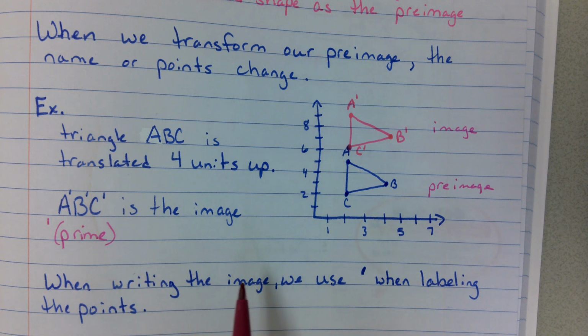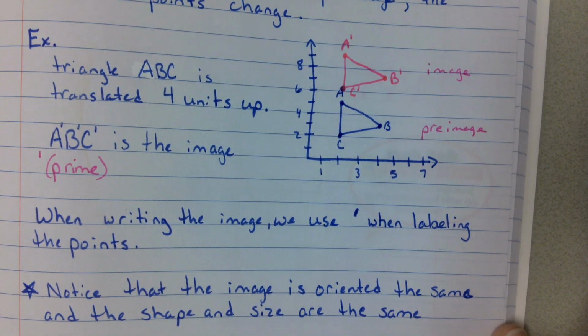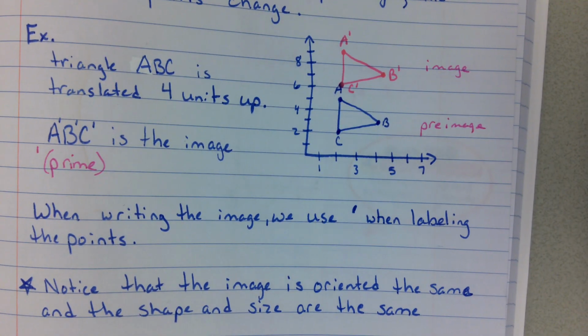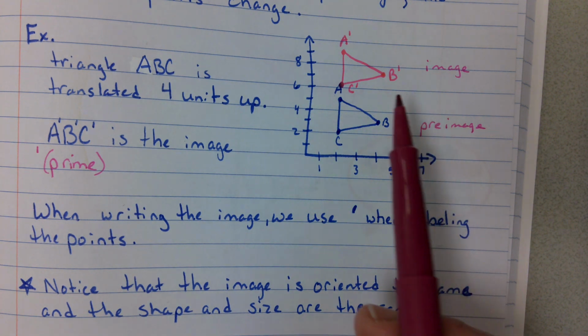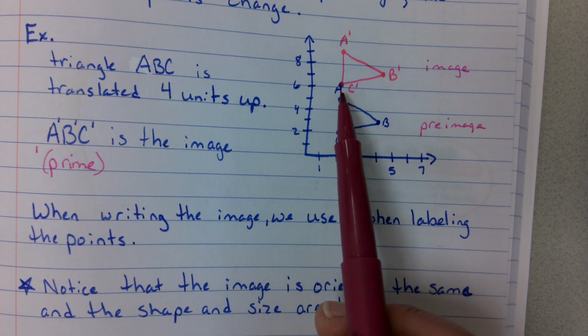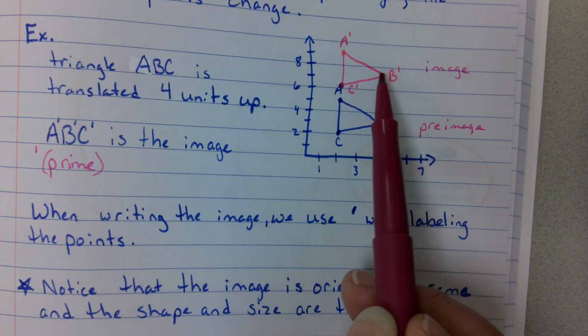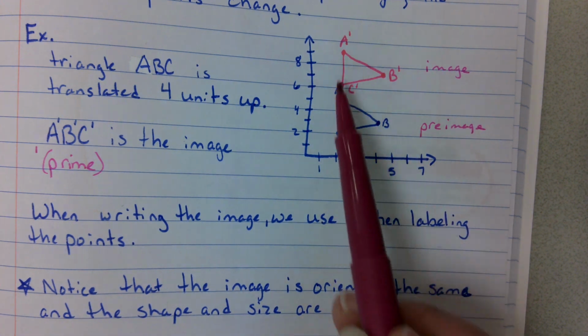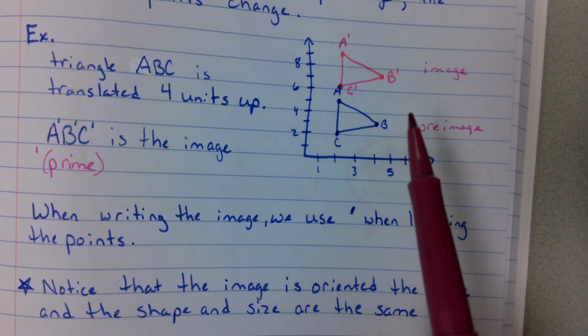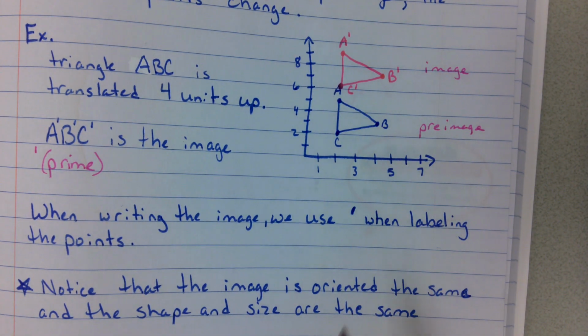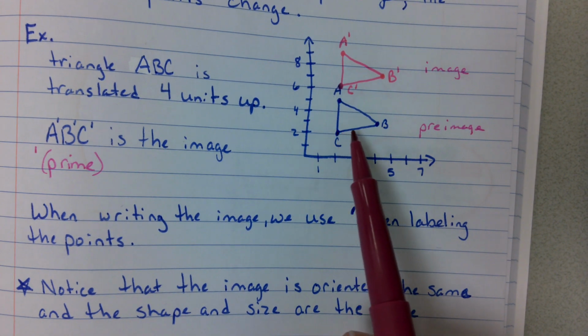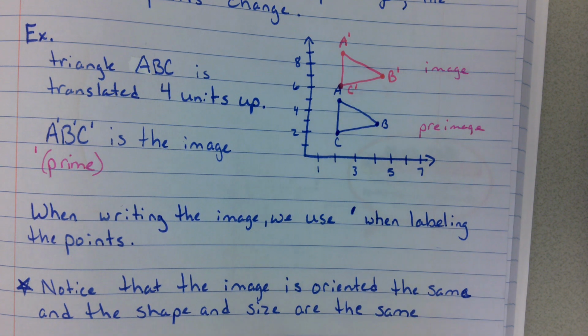And here we go. So when writing the image, so that's after it's been translated or transformed, translated in today's case, we're going to use this apostrophe when labeling the points. And then I want you to notice that the image is oriented the same, so it's A above C, and then B is like a midpoint, midway between A and C, and over 2 units. It's still over 2 units. And the size and shape haven't changed at all. So the only thing that's changed is it's gone up 4 places.